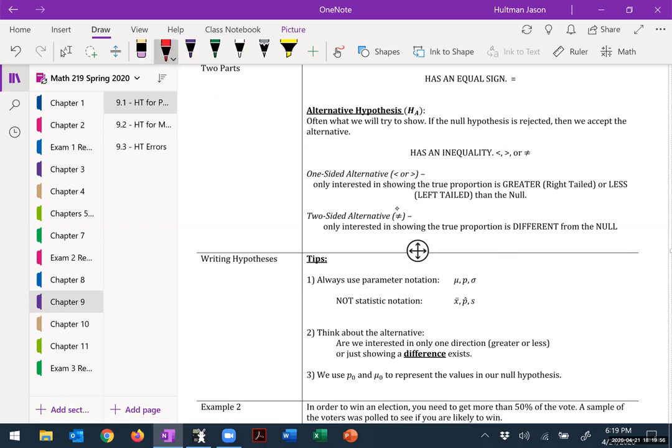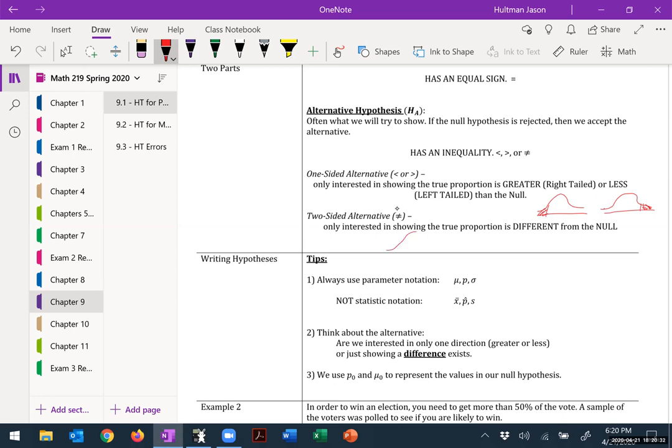One-sided alternative, less than or greater than. Only interested in showing the true population is greater, right-tailed, or less, left-tailed, than the null. So we're either looking for this thing or we're looking for this thing. How far away? What are we doing, left or right?